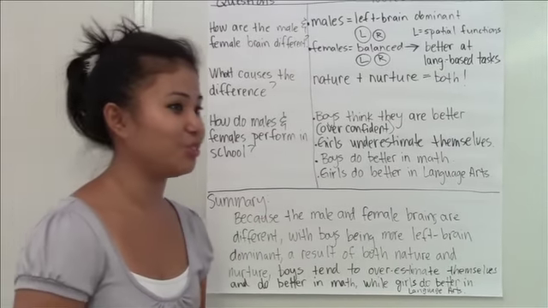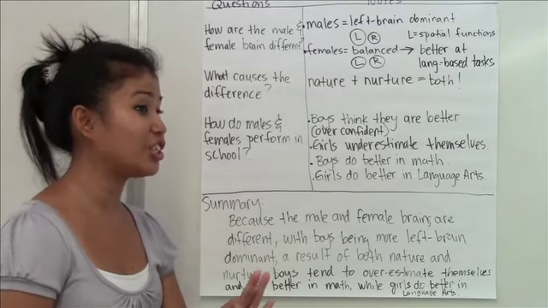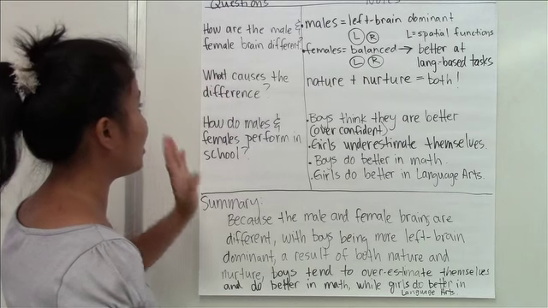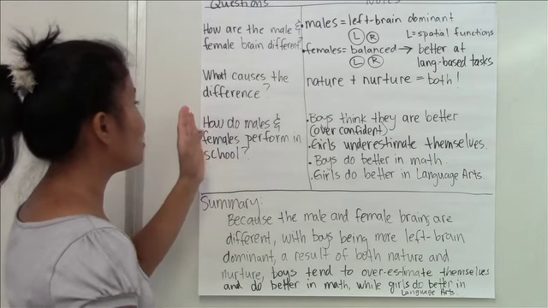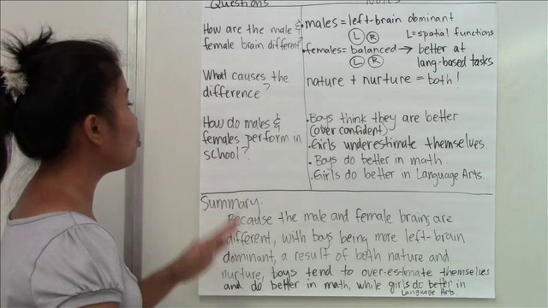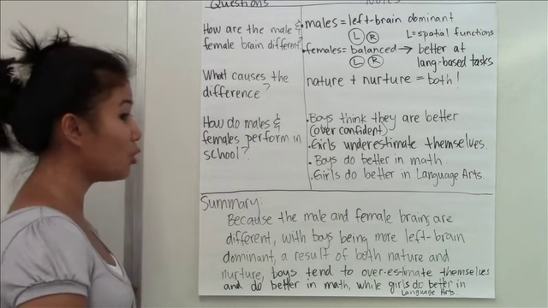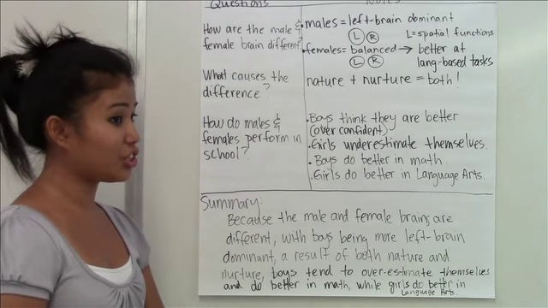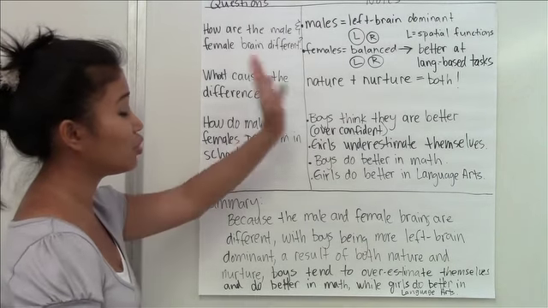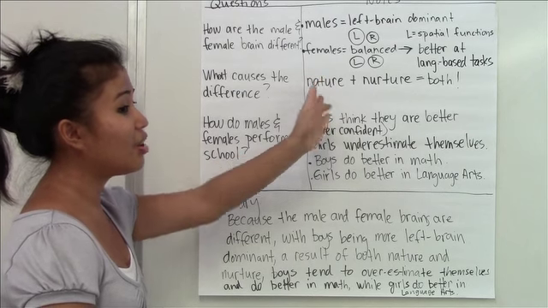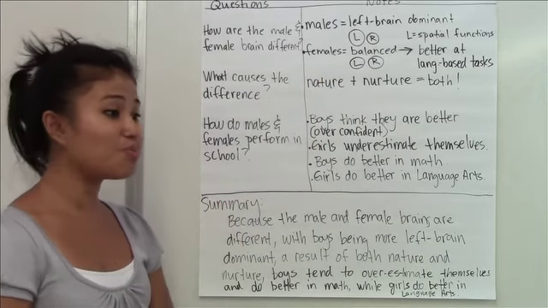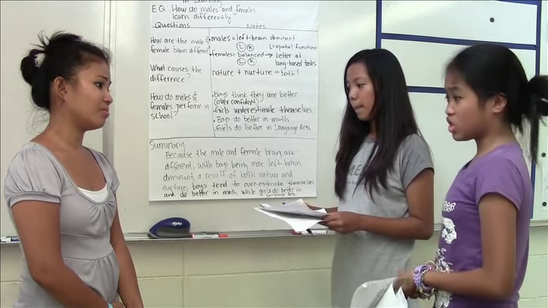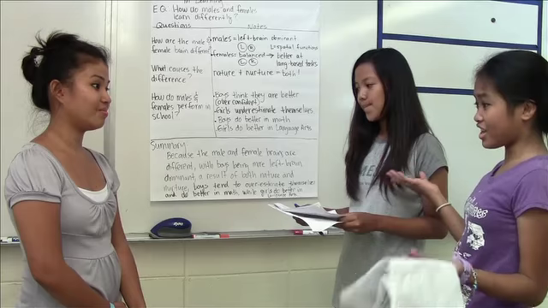Okay, I'll show you. Let's say you have 3 questions on the left, such as how are the male and the female brain different? What causes the difference? And how do males and females perform in school? Then, all you do is write a short answer for each question using the info from the notes on the right side, and you have your summary. Try to combine sentences if you can. Wow! So if we do all this, we can get A's like you?